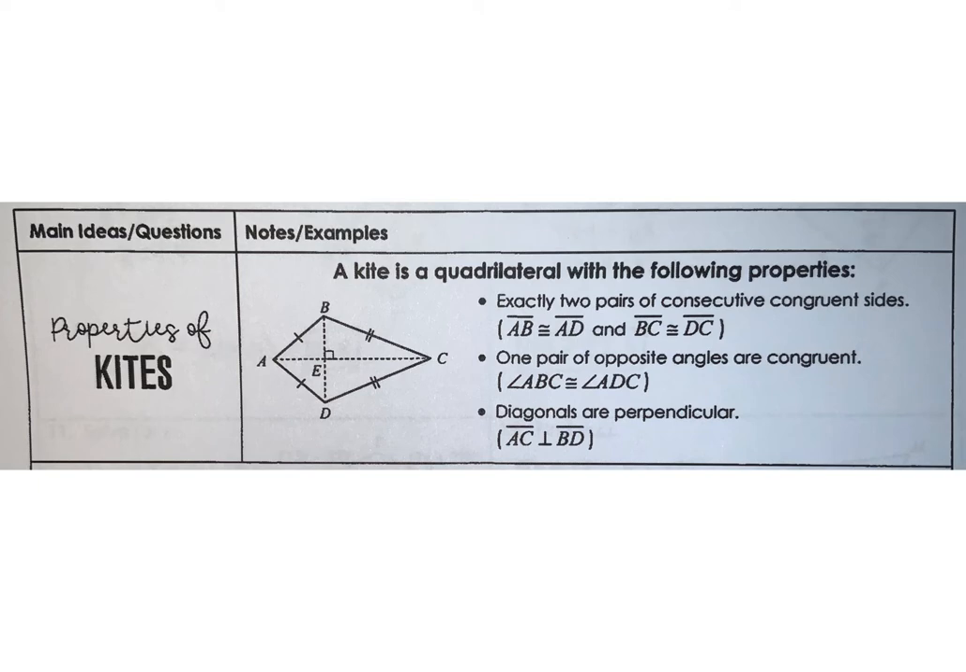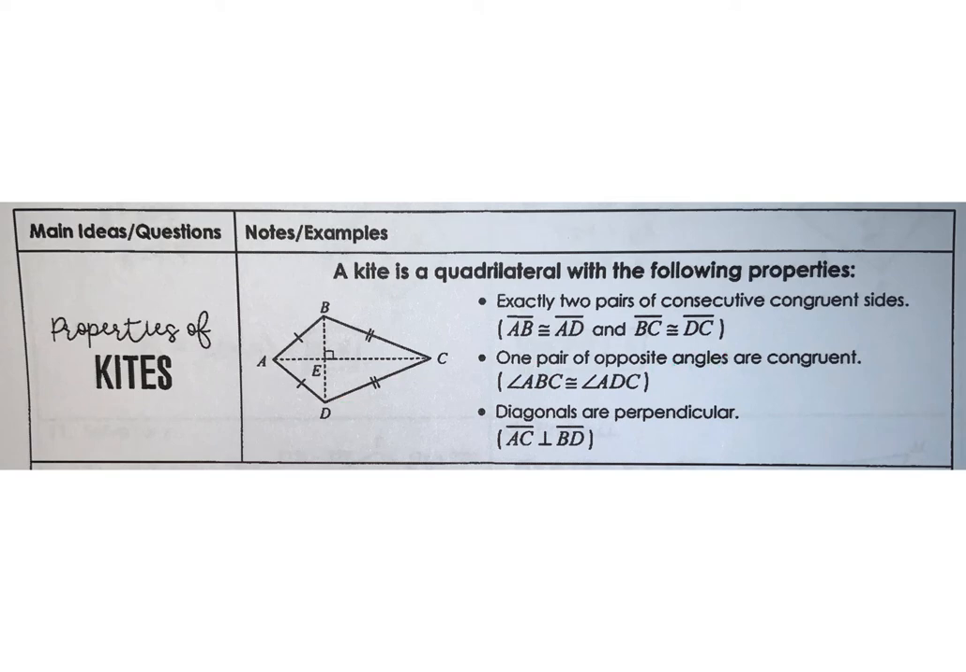So parallelograms have opposite congruent sides. Trapezoids only have potentially one set of congruent sides if it's an isosceles trapezoid. Kites have 2 pairs of congruent sides, but they are consecutive. All right, so that means that the 2 sides that are beside each other are going to be congruent. So these 2 sides are congruent, and these 2 sides are congruent. Okay, so that means AB is congruent to AD, BC is congruent to DC.